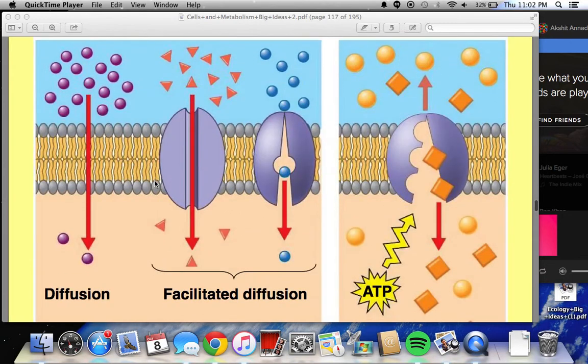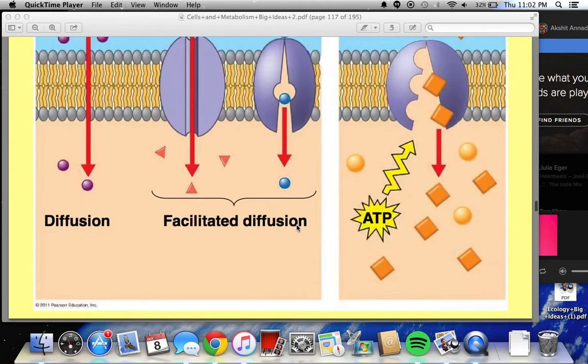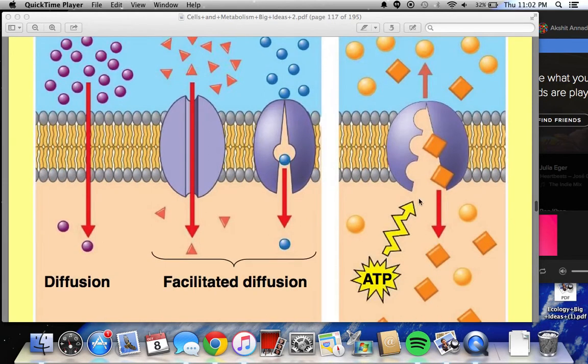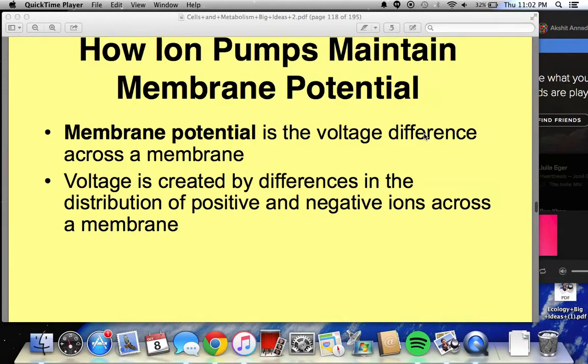And again, with diffusion, it just goes in and out, and the molecules have to be non-polar and small for simple diffusion to happen because they have to pass through the membrane by themselves. But polar or big molecules can't pass through with regular diffusion, so they need facilitated diffusion. And like I said, there are the channel proteins and the carrier proteins, and these two different types help these molecules pass through. But active transport needs ATP because you're pushing it against its concentration gradient, from low concentration to high concentration.